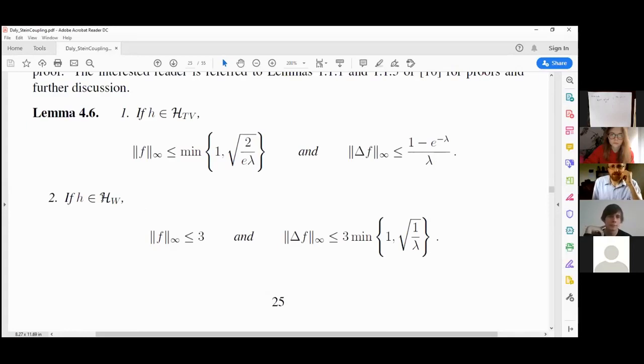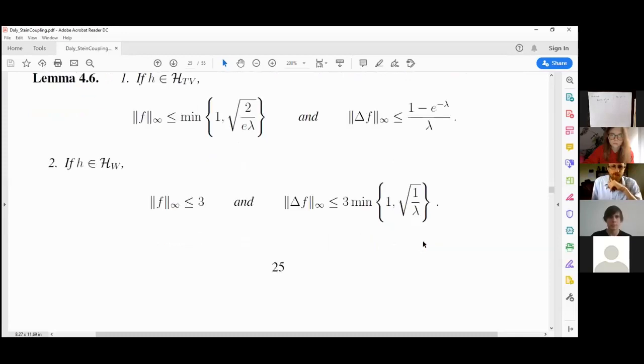If I instead assume that my h's were Lipschitz, all the same arguments that we'll use more or less everywhere in today's lecture will work. I just need slightly different bounds on my solution f to that Stein equation. I get a slightly worse rate in terms of lambda, in the sense that now f is bounded by a constant and the increments by 1 over root lambda. But those are the only things that will change, and I'm not really going to say very much more about Wasserstein things.